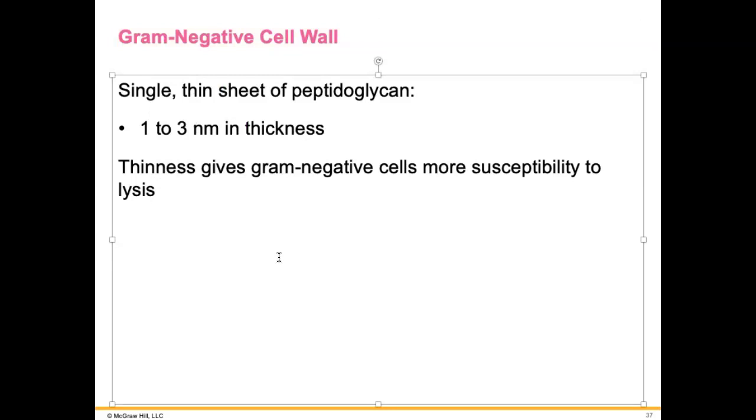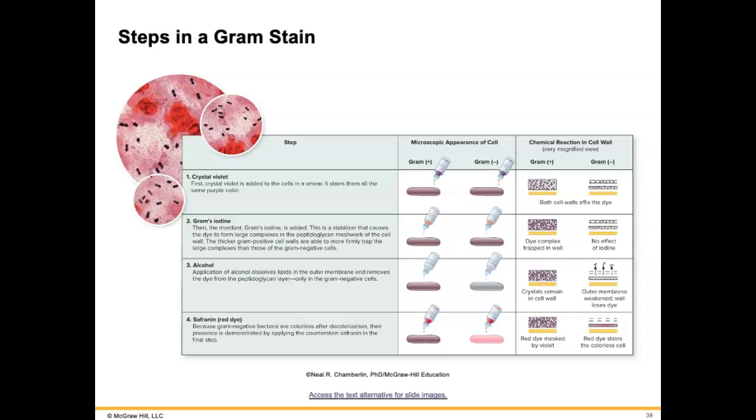So gram-negative cell walls have a thin sheet of peptidoglycan, and that gives the gram-negative cell more susceptibility to lysis. As I mentioned in the description about how that outer cell membrane can be destroyed, and then that alcohol, if we're using alcohol, can get to that peptidoglycan layer.